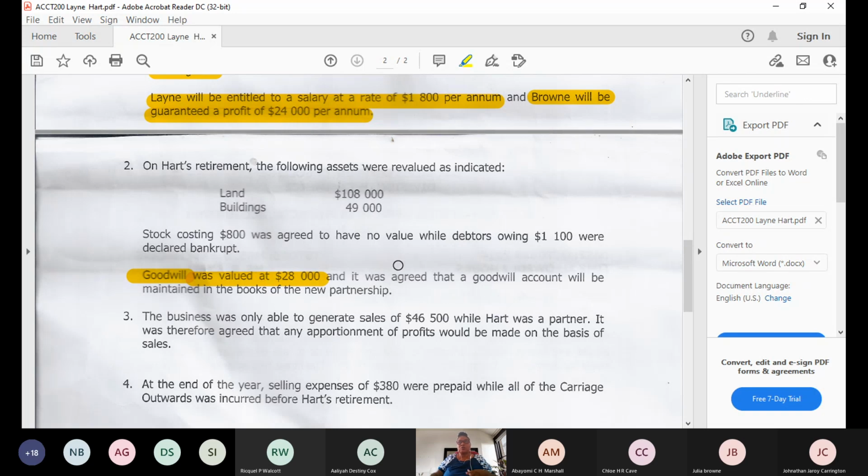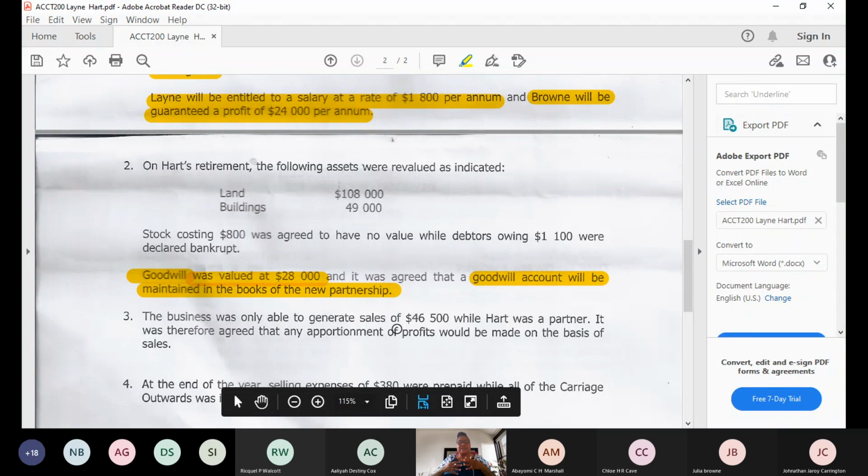So what we're doing with this question, we are doing a whole set of things with this question. Normally, we would start with a question just doing basic changes, and we would just do the change and that's it. But what we have done here is we are starting with an example question that encompasses a whole set of concepts that we want to introduce to you. We are introducing the change. We want to talk to you about revaluation. We want to talk to you about goodwill. And they're telling you that the goodwill account will be maintained in the books of the new partnership.